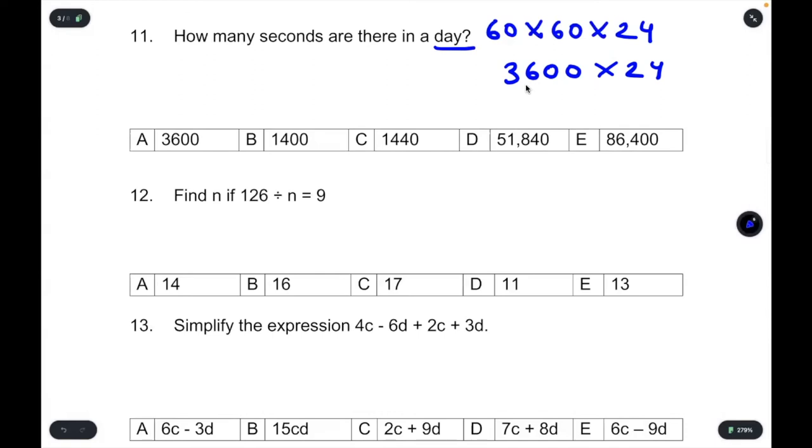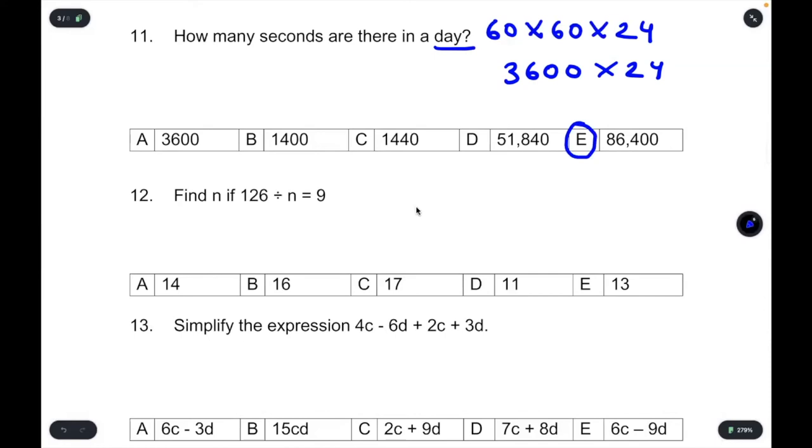If we estimate, we can say 3,000 to the nearest 1,000 is 4,000 and 24 to the nearest 10 is 20. Now, if we do 4,000 times 20, we're getting 80,000. So we're expecting an answer near 80,000 anyway. And so it makes even more sense that E is the answer.